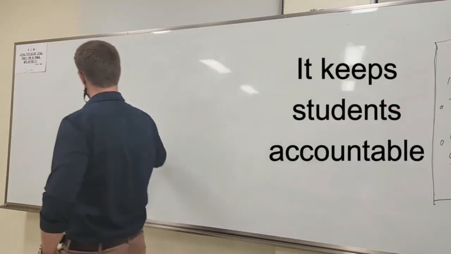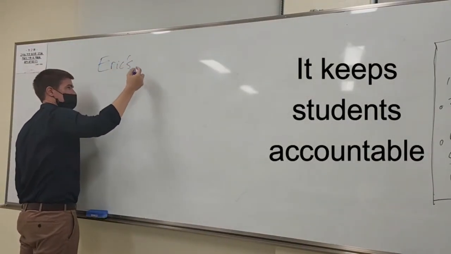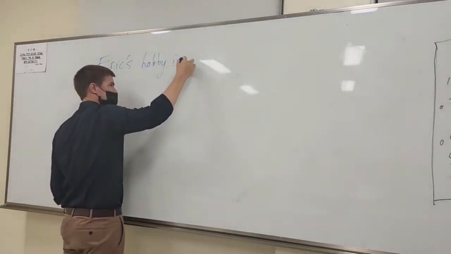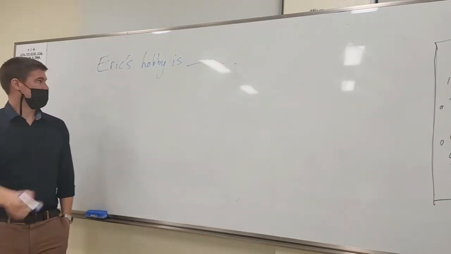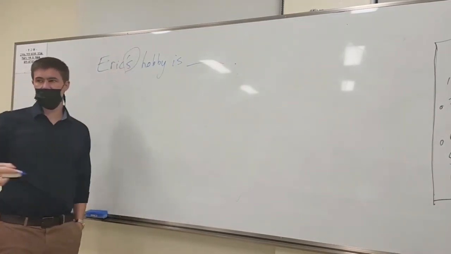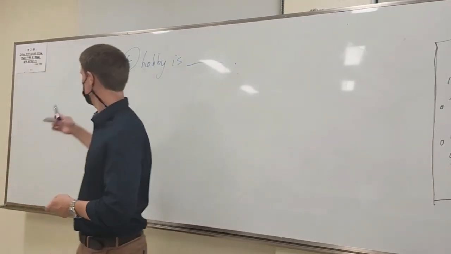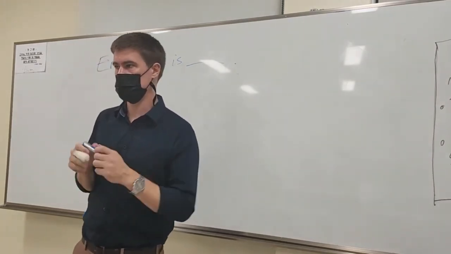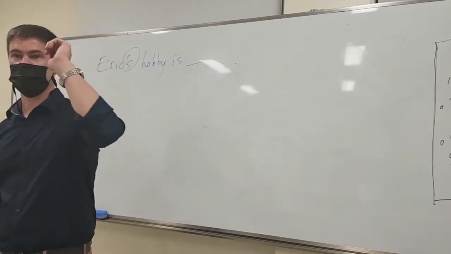So you can say, Eric's hobby is... Remember, this apostrophe S means that it belongs to someone. So you can say, Eric's hobby is, Eric's favorite thing is. Okay, let's see. Let's start this side.